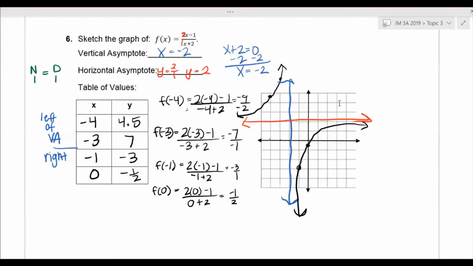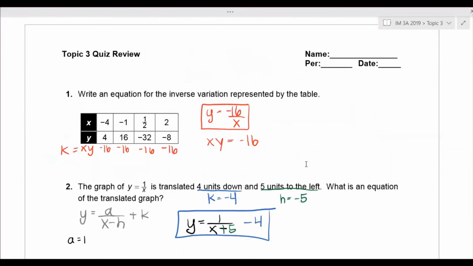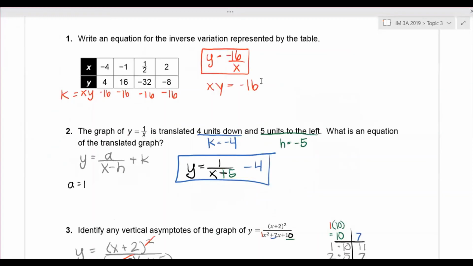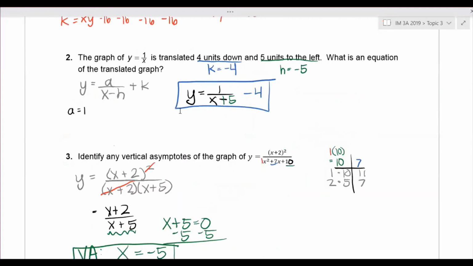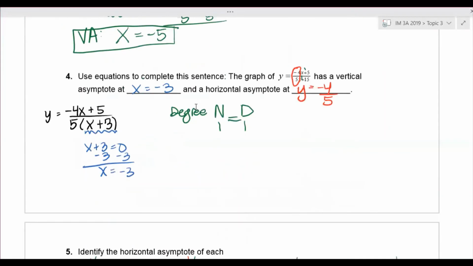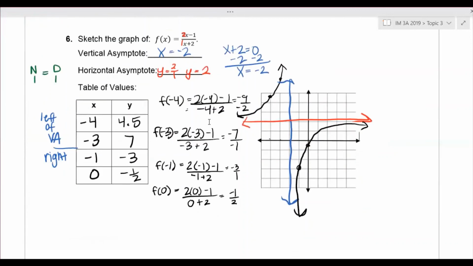So those are all of the concepts that will be tested on this quiz. So again, make sure that you know how to write an equation for inverse variation, that you understand how transformations will affect the equation of the graph of a reciprocal function, that you know how to identify vertical asymptotes and horizontal asymptotes, and that you know how to graph a function by finding vertical asymptotes, horizontal asymptotes, and then using a table of 4 values.